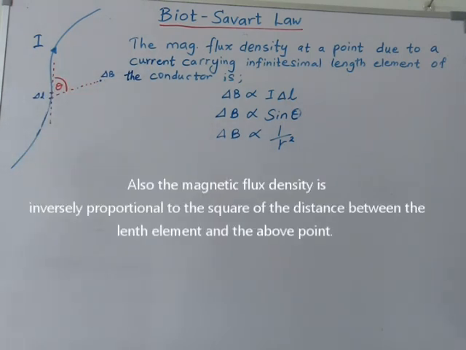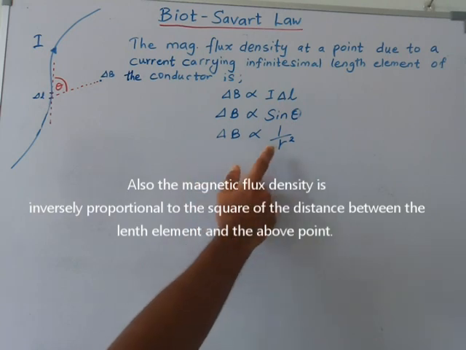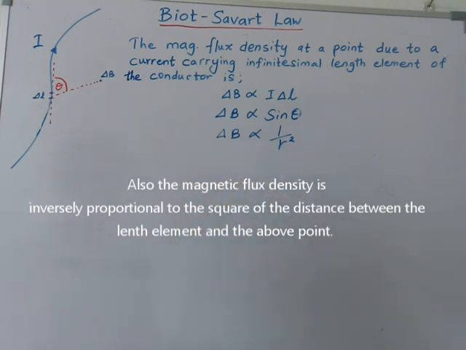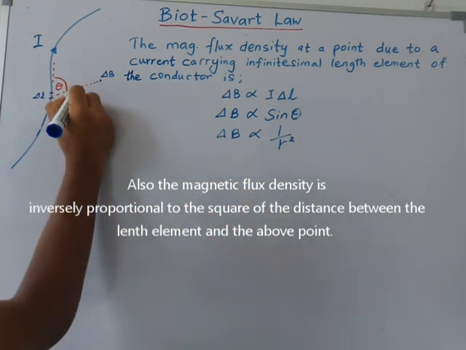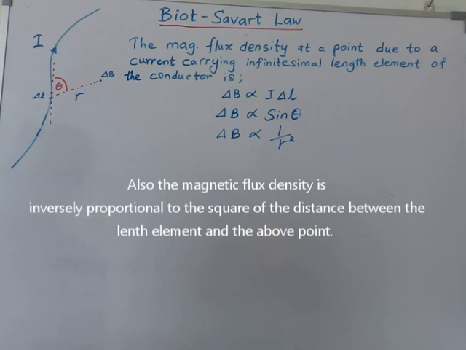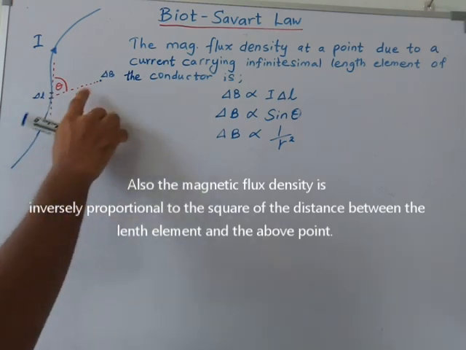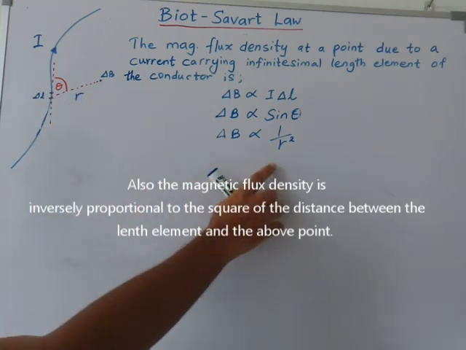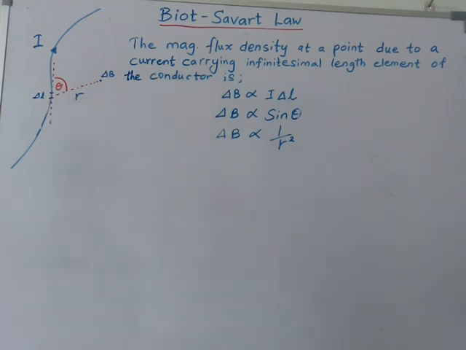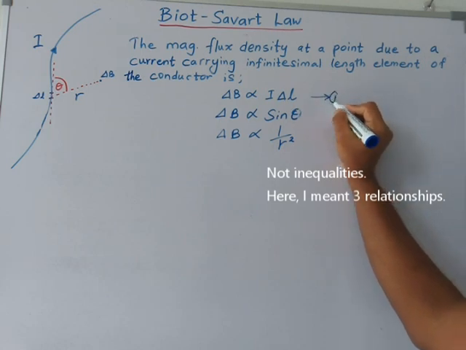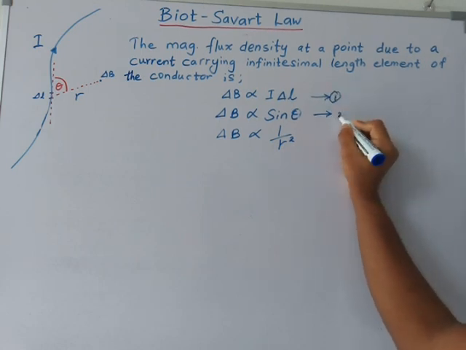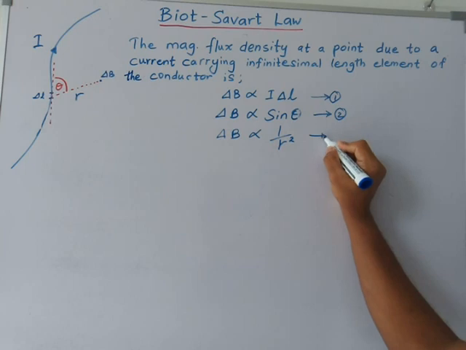Also, the magnetic flux density is proportional to... I can show you, this is the line between the length element and the point. I can write this length to be R. So the magnetic flux density is inversely proportional to the square of the distance between them. So here now I have three proportionalities. I take this to be my equation 1, this is equation 2, and this equation 3.